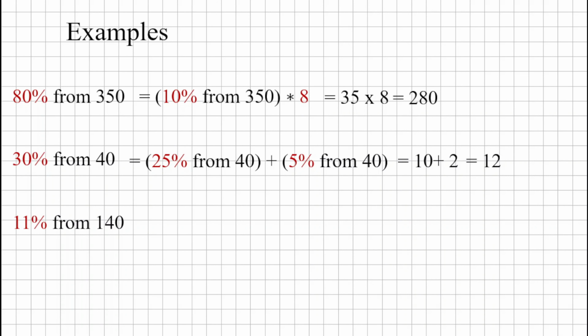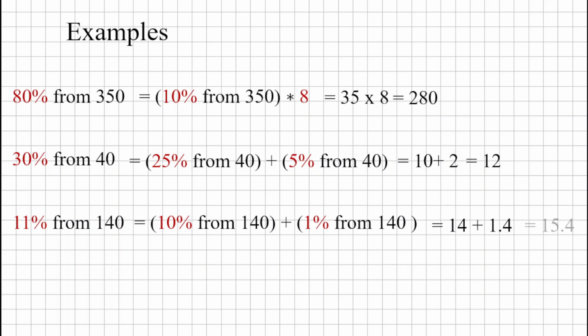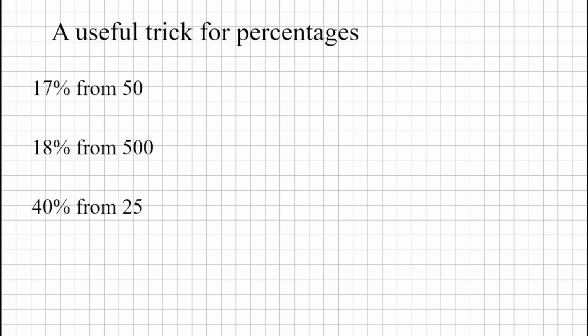11% of 140 is 10% of 140, which is 14, plus 1% of 140, which is 1.4. The sum of 14 plus 1.4 equals 15.4. Remember, there are multiple ways to break down a percentage into simpler parts. You can choose the method that feels fastest for you. With this percentage trick, you'll be able to calculate them mentally much more easily.